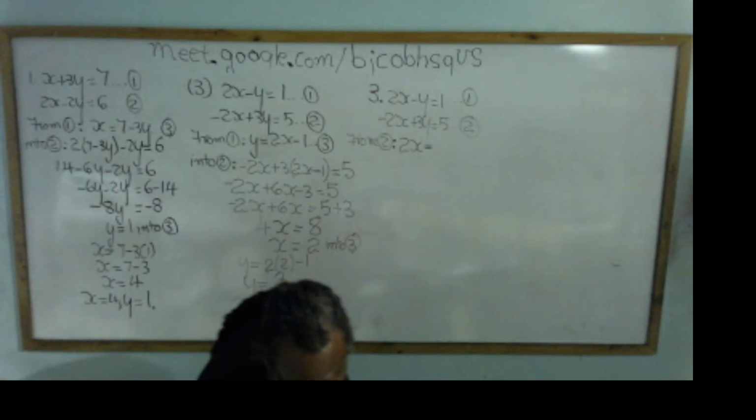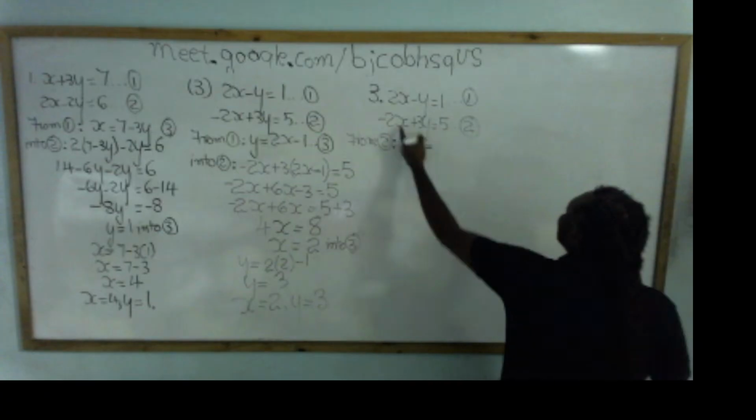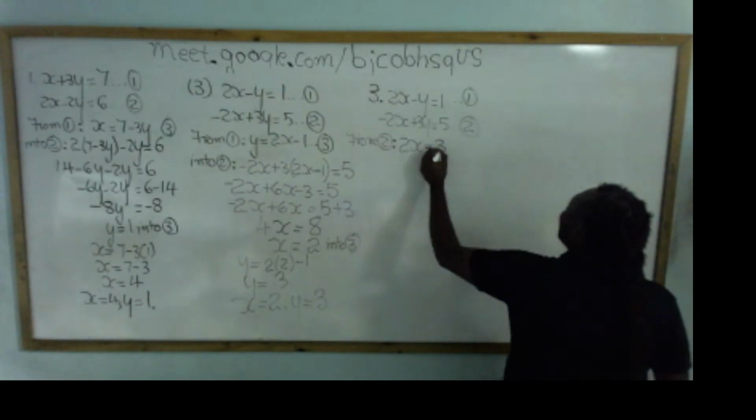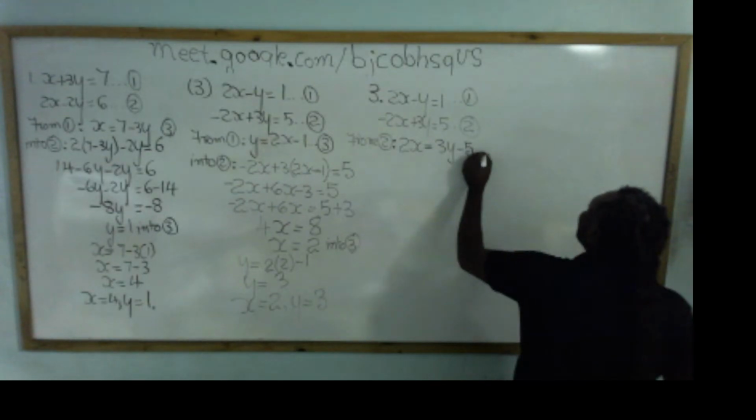No, you put plus 5. You made a meal of it. And that is your equation 3.